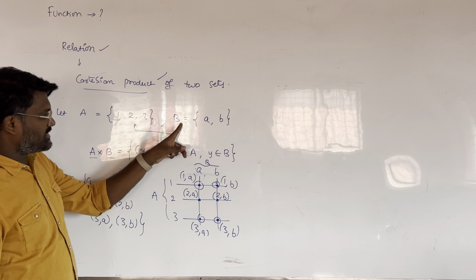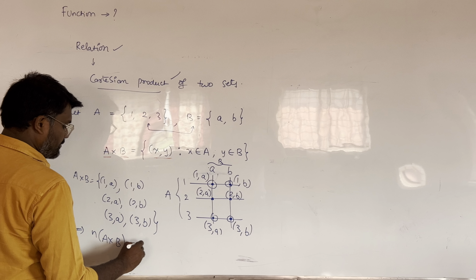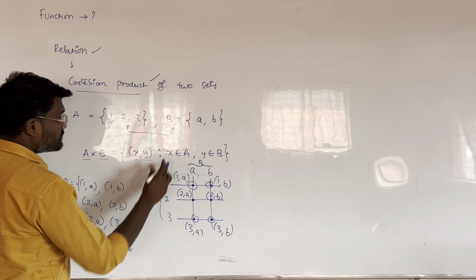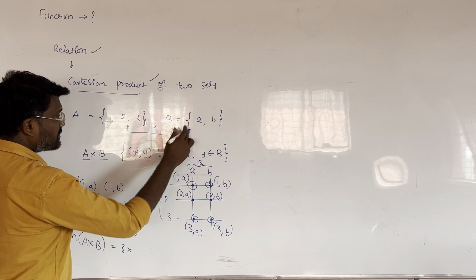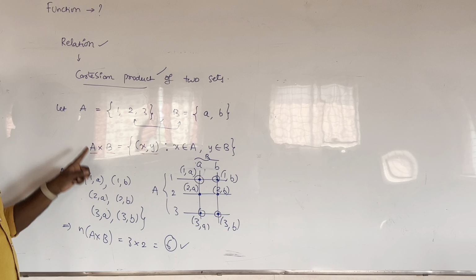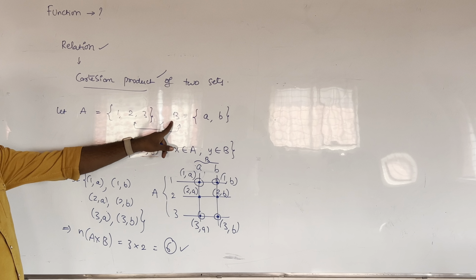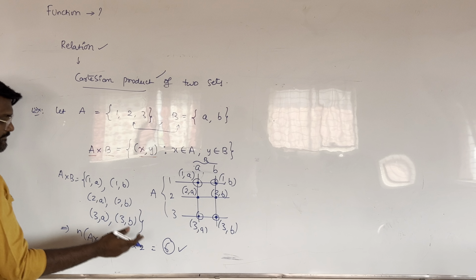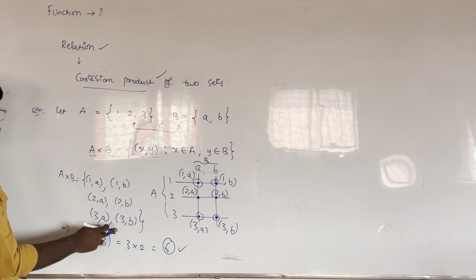Now if you observe carefully, the number of elements in A cross B will obviously be the number of elements in A times the number of elements in B, which gives me 6 ordered pairs. So the Cartesian product of two sets will contain the number of elements in A multiplied by the number of elements in B. So in this example, we have 6 ordered pairs in A cross B.